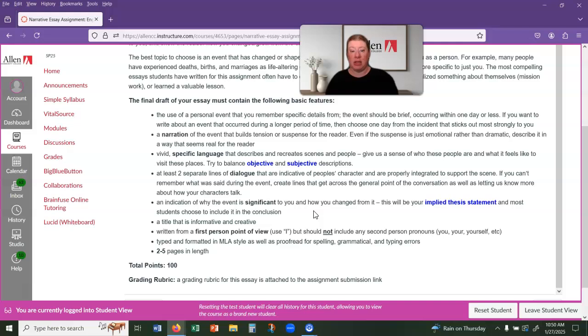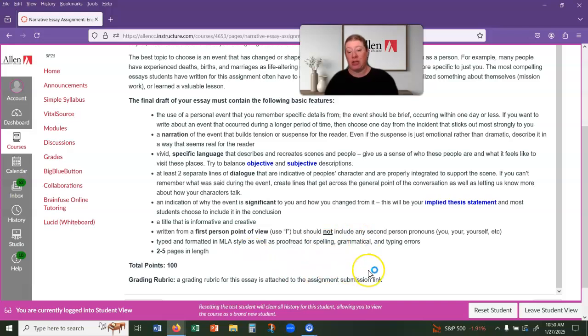A lot of times students get kind of confused. They want to put a thesis in the introduction, which is fine if you want it, but most likely you're going to have what's called an implied thesis statement, and that is there's no single sentence in your essay that really is a thesis, but there is the implication of what you learned throughout, and that significance of the event, whether you're explaining that in the conclusion or the introduction or whatever, that is really the thesis of the story.